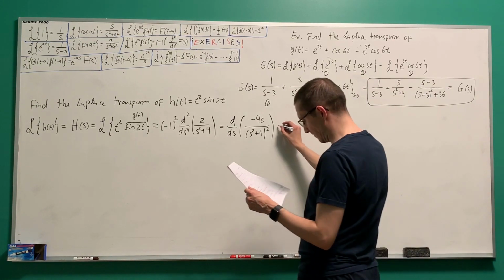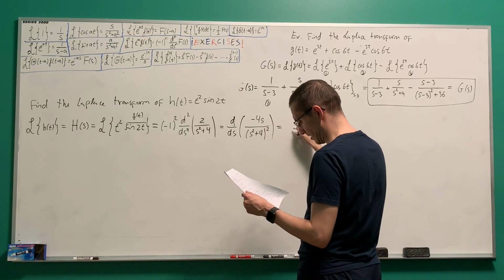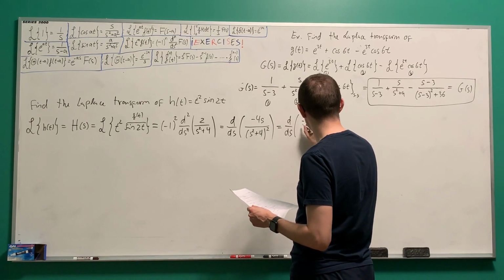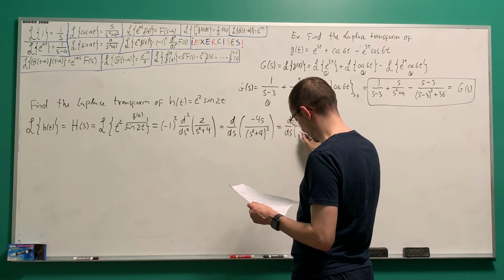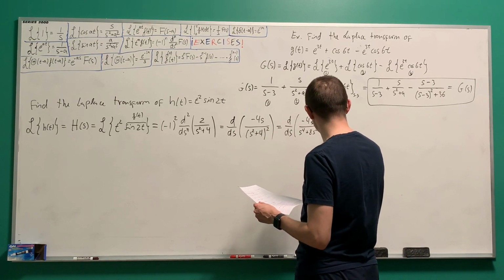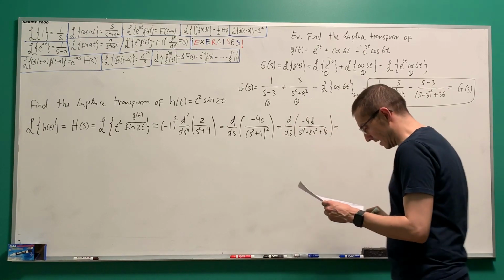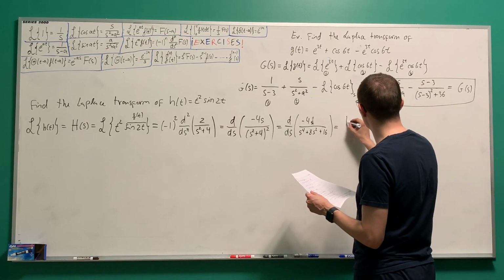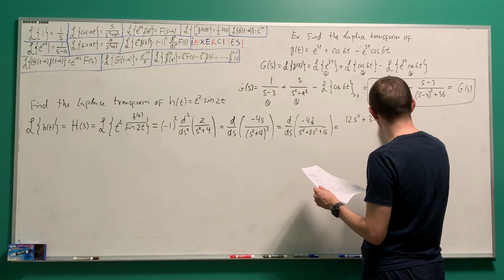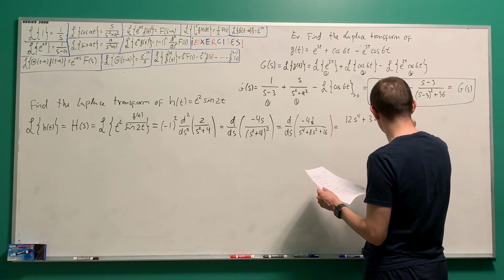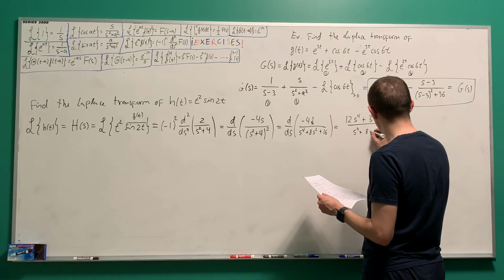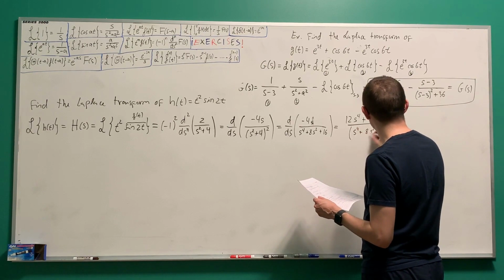Now we do the second derivative. I'm gonna expand this, just for fun. This is d/ds of minus 4s, divided by, expanding that, s to the power of 4 plus 8s squared plus 16. And then the derivative of that is 12 s to the 4 plus 32 s squared minus 64 divided by s to the 4 plus 8s squared plus 16, squared.